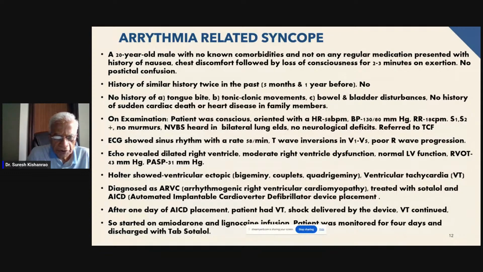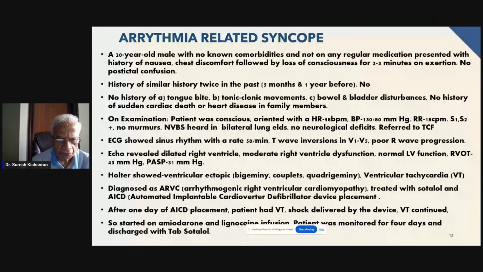Holter showed ventricular ectopics, which we call bigeminy, couplets, quadrigeminy also, ventricular tachycardia. The case was diagnosed as arrhythmogenic right ventricular cardiomyopathy, treated with sotalol and automated implantable cardioverter defibrillator.